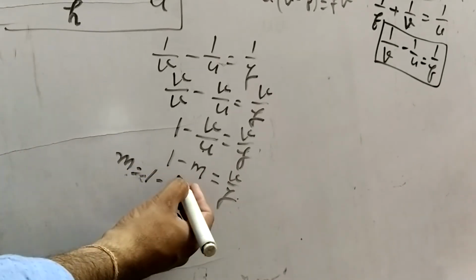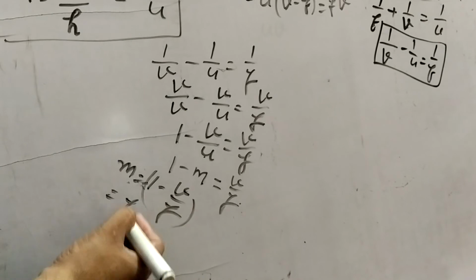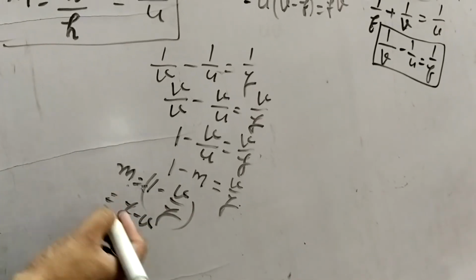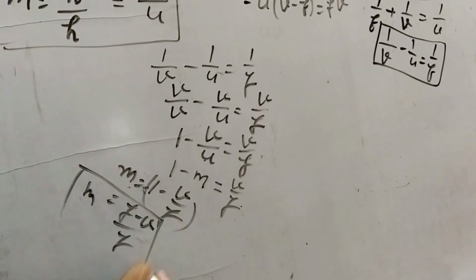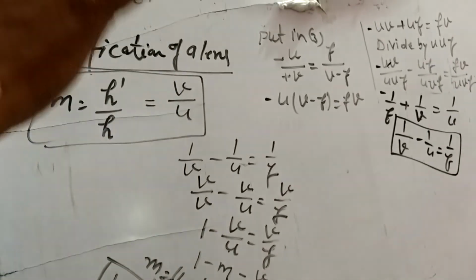and v upon f, so what is the magnification? m is equal to 1 minus v upon f. So f minus v upon f. So you can simplify, you can also find this formula in the form of u.